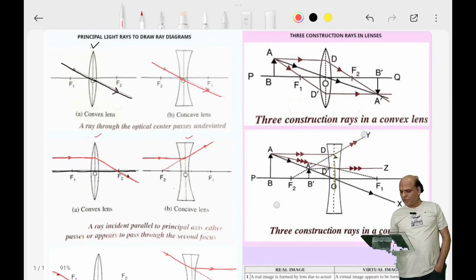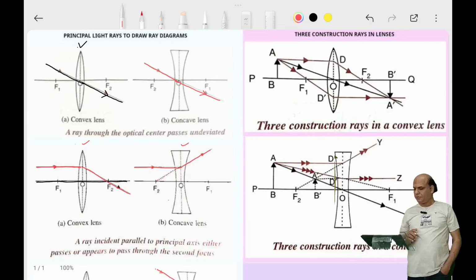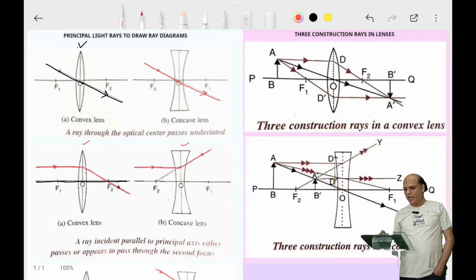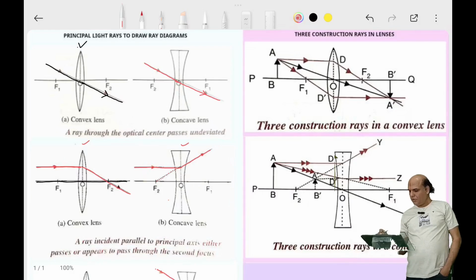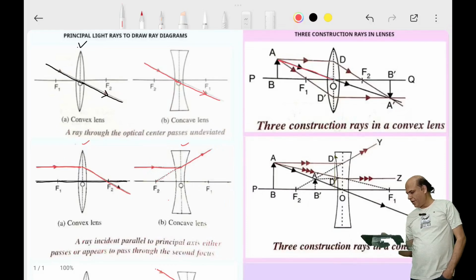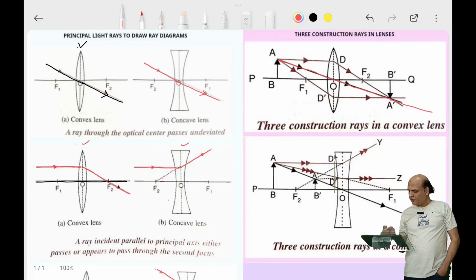So if you focus on the right side of the screen, here AB is the object. Now the first kind of principal light ray is emanating from point A and is incident along AO, and it is passing through the optical center, so it is undeviated and it passes further like this. Okay, this is the first principal light ray that we have considered.